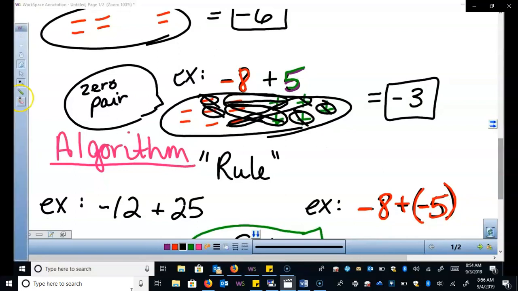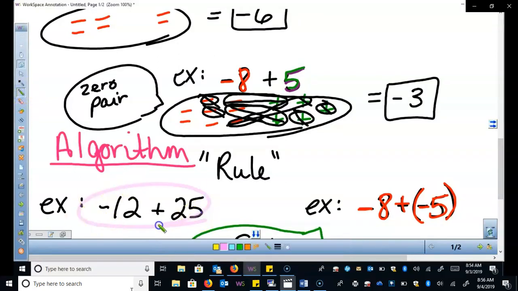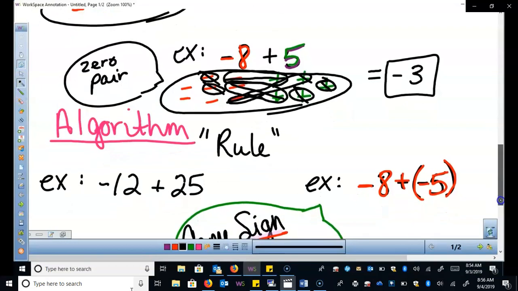We have a rule if we have, like in this example, 1 negative and 1 positive. And then we have another rule if we have a problem where both of the numbers have the same sign, 2 negatives or 2 positives. Well, we already know how to add positive numbers, so we're not going to worry about reviewing that. We're going to focus on what if they're both negatives. Okay, so let's start with that. What if they are both negatives?